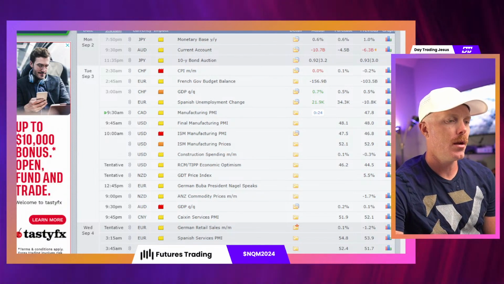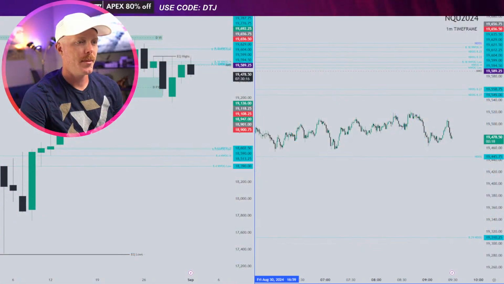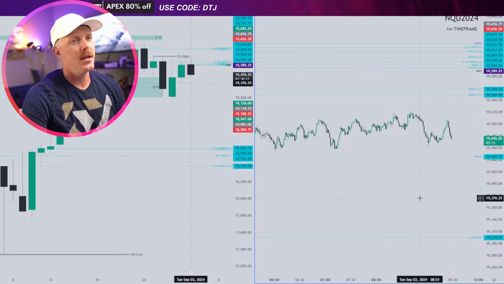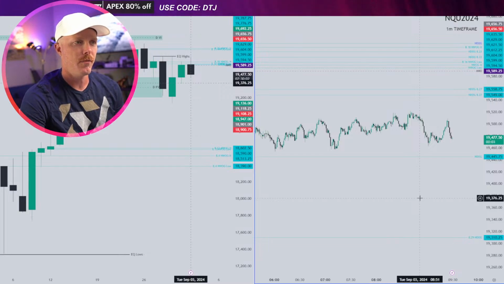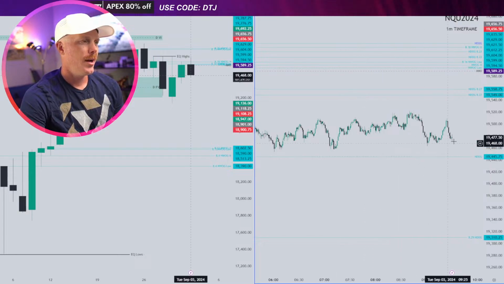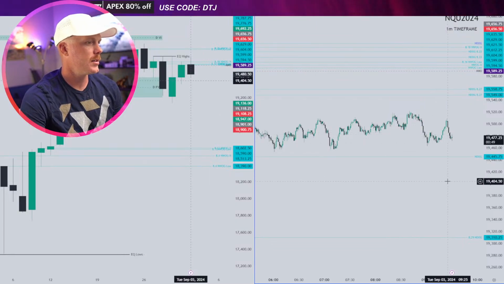Now, with the holiday weekend also, I'm going to be downsizing. I'm going to be taking smaller size today, simply because we had a Monday holiday, and I believe we got non-farm payroll on Friday. I believe that's the case. So I want to be careful with some big news at the end of the week. See if anything happens here.